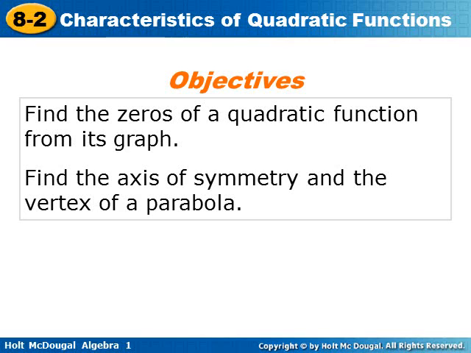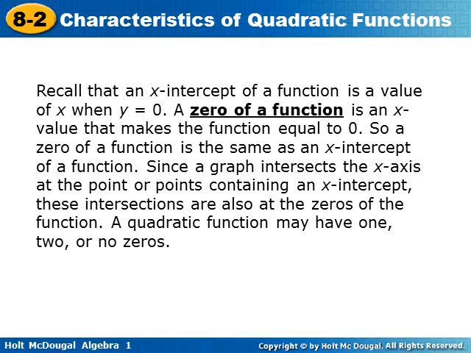This lesson is on finding the zeros of a quadratic function from its graph and finding the axis of symmetry. Recall that an x-intercept of a function is a value of x when y equals 0. A zero of a function is an x value that makes the function equal to 0. So a zero of a function is the same as an x-intercept of a function.